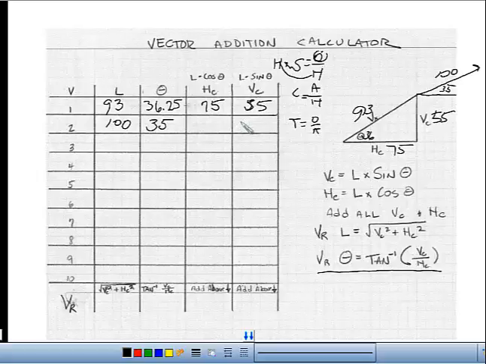So the vertical component associated with that is 57.36. The horizontal component, using cosine, right? The horizontal component is adjacent to the angle. Multiply hypotenuse times a cosine, you'll get adjacent. Should come up with about 81.92.